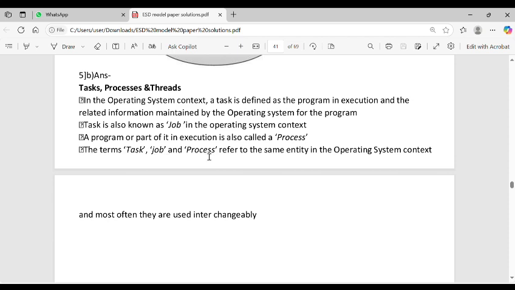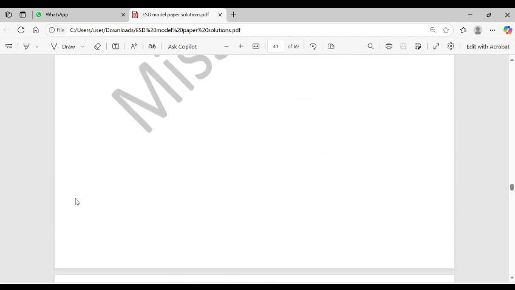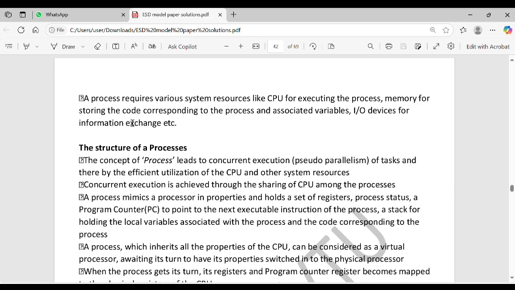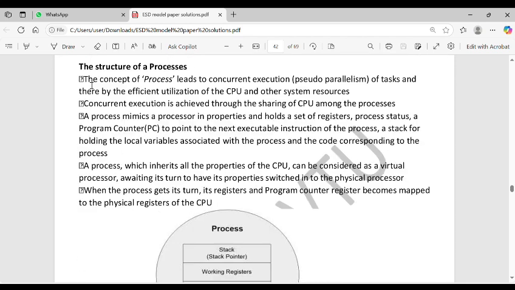The terms task, job and process refer to the same entity in the operating system context, and most often they are used interchangeably. A process requires various system resources like a CPU for executing the process, memory for storing the code corresponding to the process and associated variables, IO input or output devices for information exchange, etc.